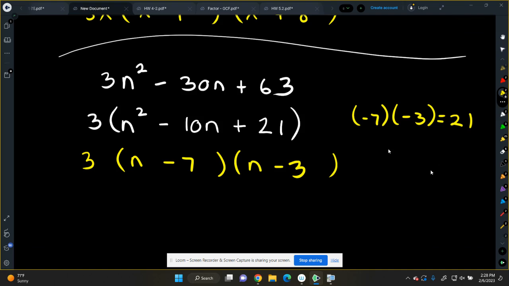Okay. Thank you. And does negative 7 plus negative 3 equal negative 10? Yes, they do. So we are factored. Okay. Good job. Okay, let's do another one.